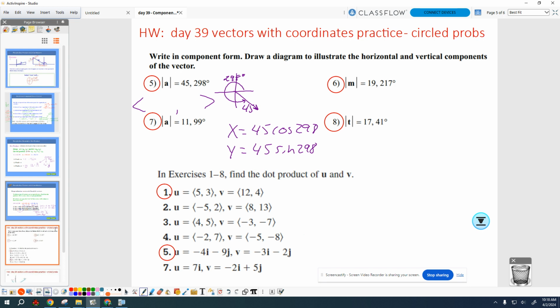You went too far. You're just trying to find the coordinates, X and Y. Negative 39.7.